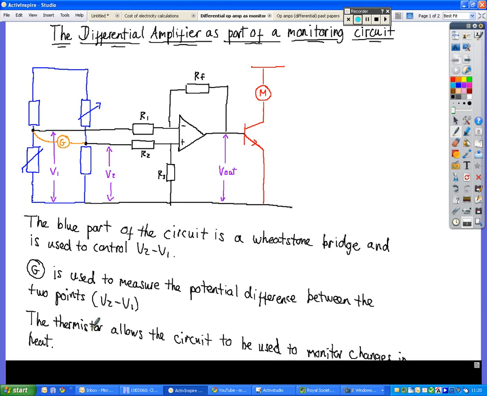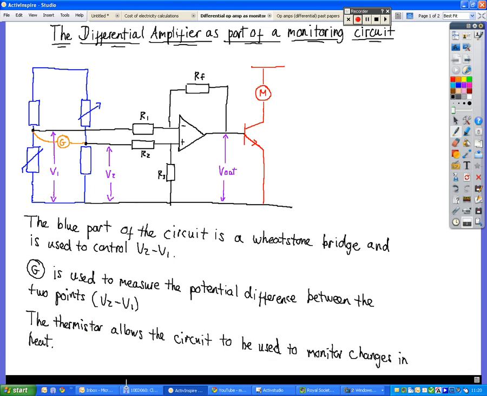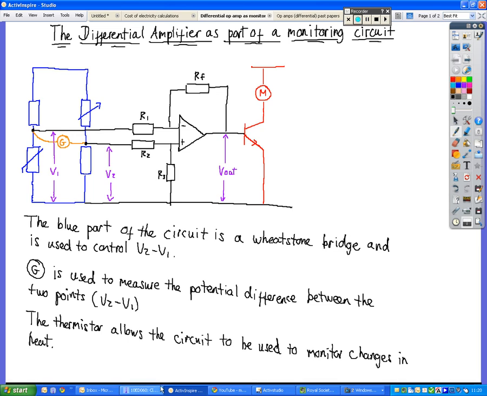The thermistor there is used to monitor changes in temperature. So this is a monitoring circuit. Whatever resistor here, whether it's a temperature sensitive resistor or a light sensitive resistor, that's what's going to tell you what it's monitoring. So this one is measuring changes in temperature or changes to heat.